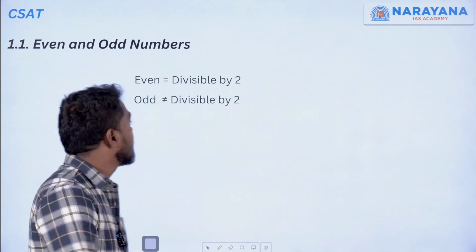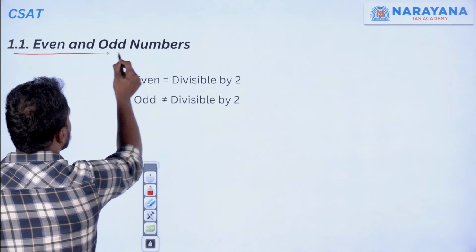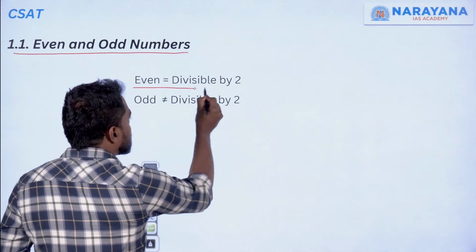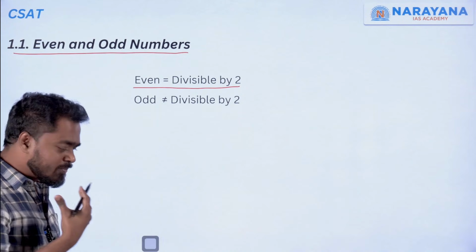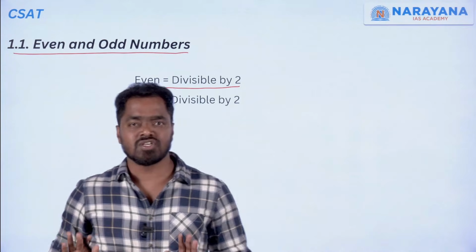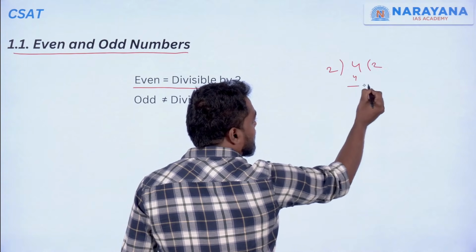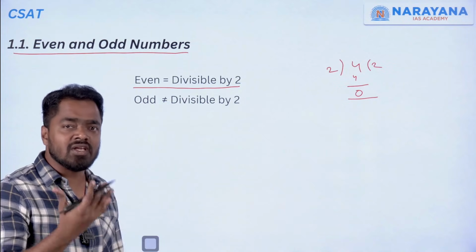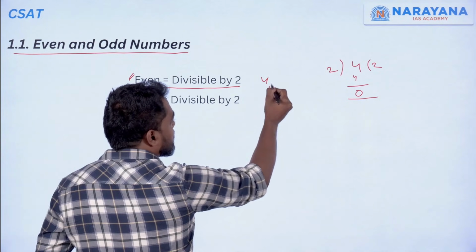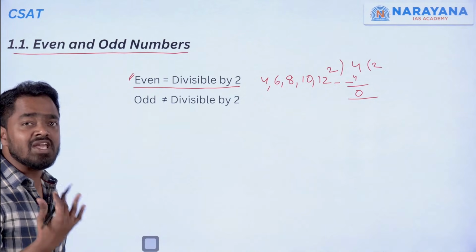Now we will discuss even and odd numbers. What are even numbers? Even numbers are those numbers which are divisible by 2. What is being divisible by 2? If you divide any particular number by 2, the remainder will be 0. For example, take the number 4. If you divide it by 2, 2 twos are 4, the remainder is 0. So any number that is divisible by 2 is called an even number. For example, 4, 6, 8, 10, 12 and so on. So these are even numbers.